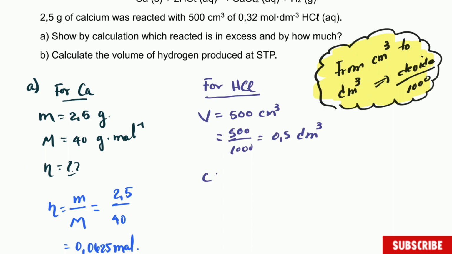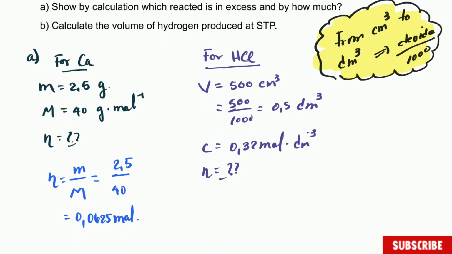What else do we know? We know the concentration is equal to 0,32 mole per cubic decimeter. There we go. That is the concentration. And what do we need? We need the number of moles. We always need the number of moles for the reactant, for both of them.